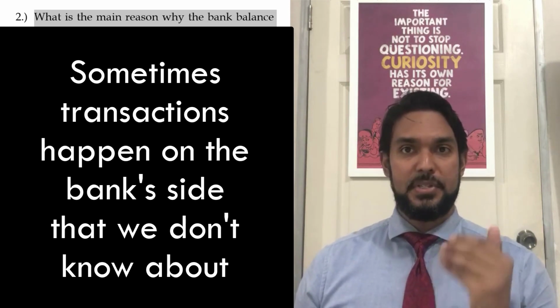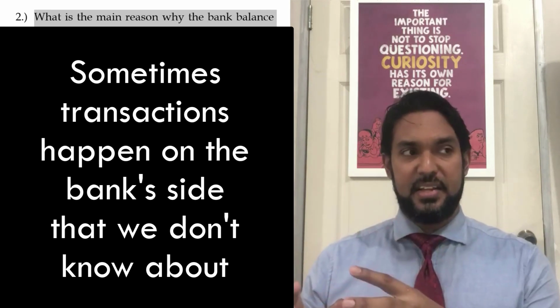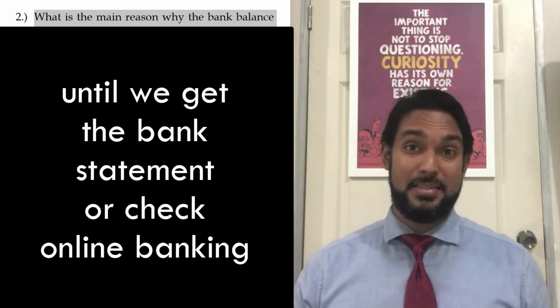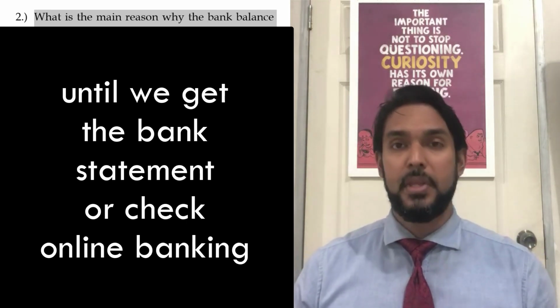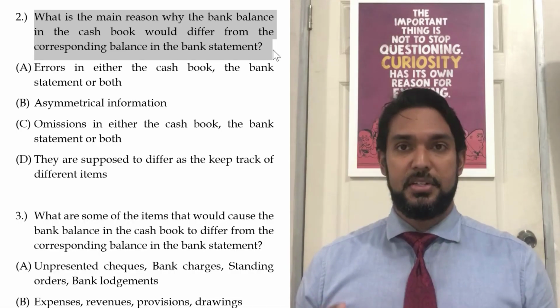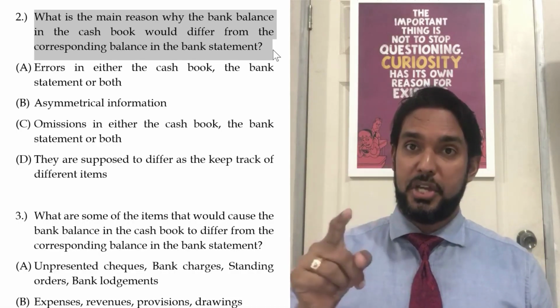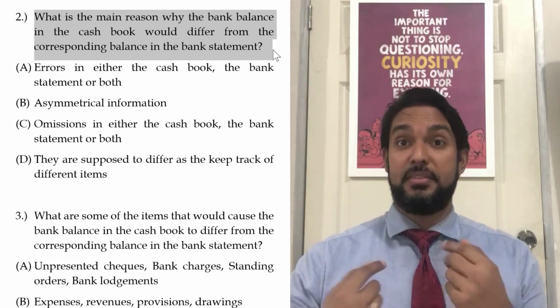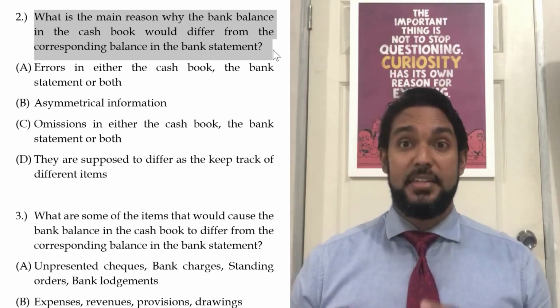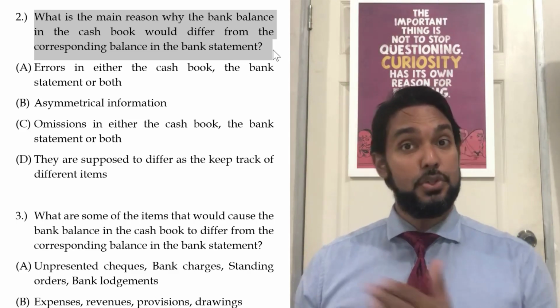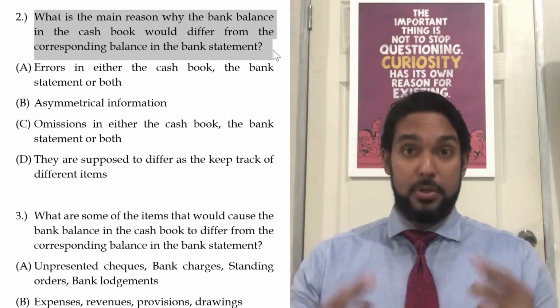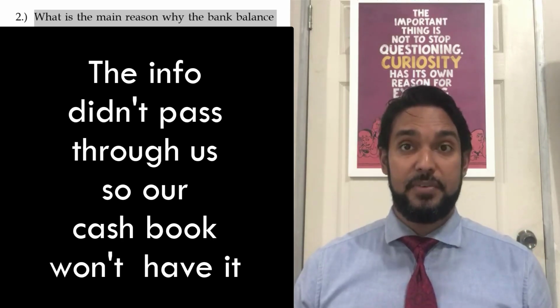Also, sometimes transactions happen on the bank side that we don't know about until we get the bank statement or we check our online banking. For example, let's say a customer went to the bank and put a check in our bank account instead of bringing the check to us first. Or let's say they use their internet banking to make a transfer to our bank account from their bank. It wouldn't pass through us, so our cash book wouldn't have it.